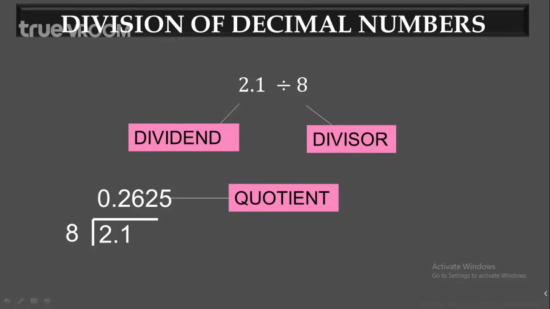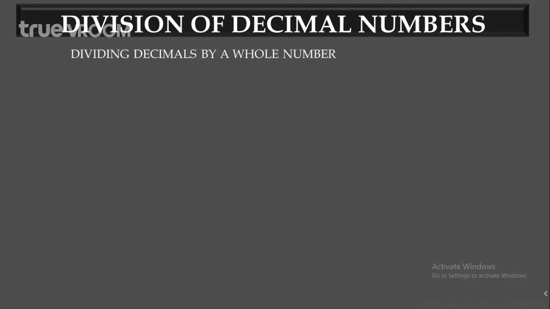All right. So now let's start by dividing decimals by a whole number. What do we mean when we say whole number, students? These are counting numbers, all positive. Positive 1, positive 2, positive 3. All of the counting numbers but positive. All right. So that is our first topic for today.